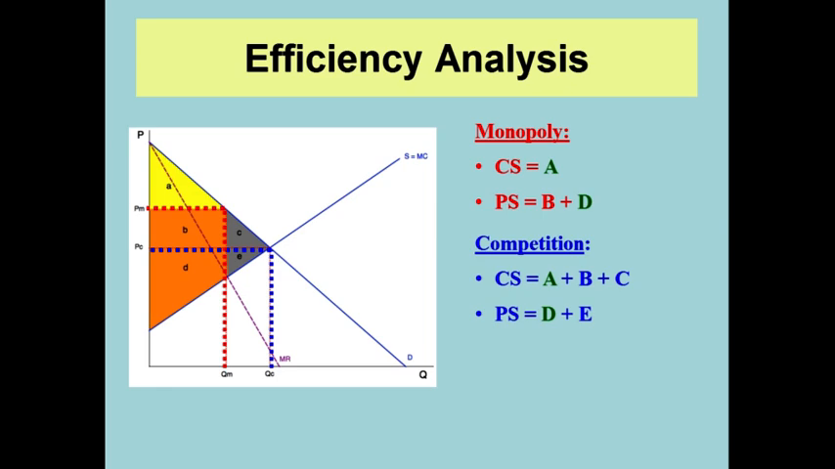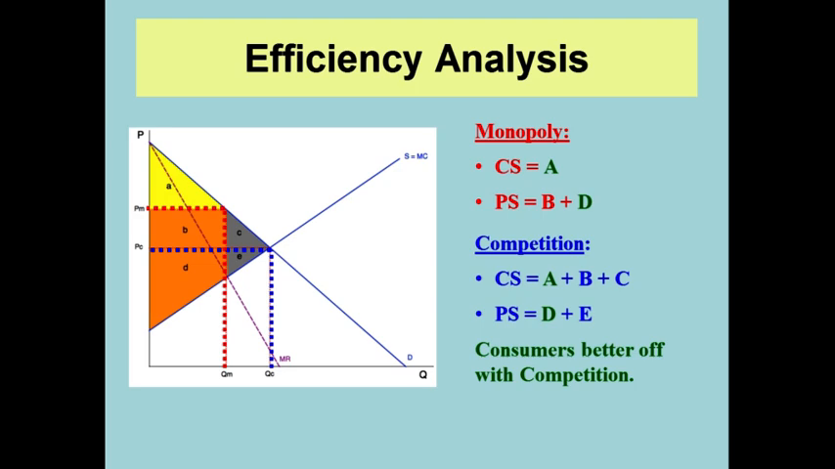Compare consumers. Where are consumers better off? Are consumers better off when we have goods produced with a monopoly, or are consumers better off when we have goods produced under competitive environments? Well, hopefully you see consumers are better off with competition, right? They capture more consumer surplus. In both cases, they get A, but under a competitive arrangement, they also get B plus C because price is lower and more is produced.